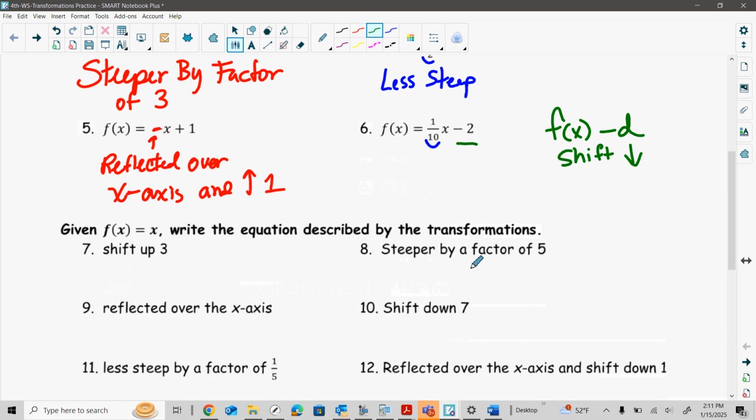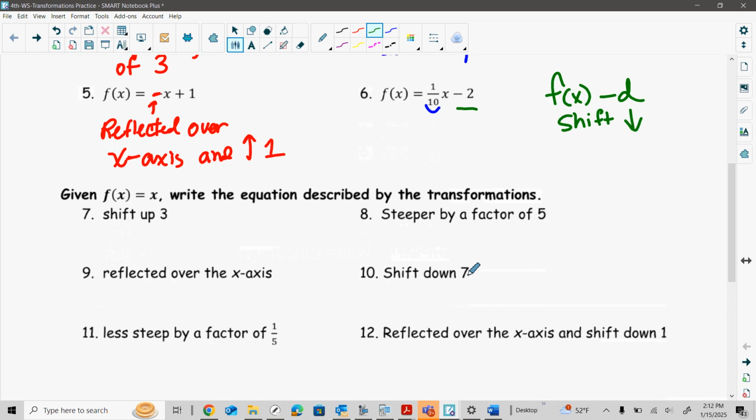Now on this section, they're giving you the description. You're writing the transformation equation. So anything that is a shift up or down is adding or subtracting. For example, using the original function here, if I'm doing a shift up, that would be f of x is equal to x plus 3. That's our shift up. Remember, steeper is our slope. So if I have steeper by a factor of 5, that means f of x is equal to 5x.